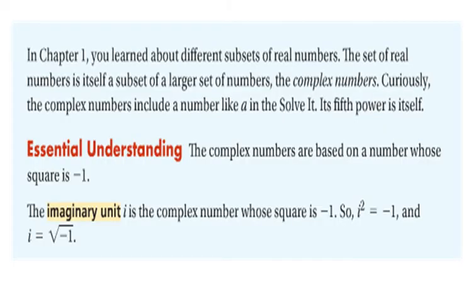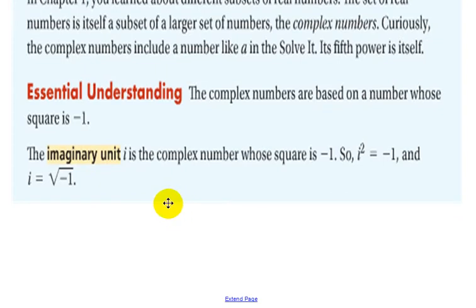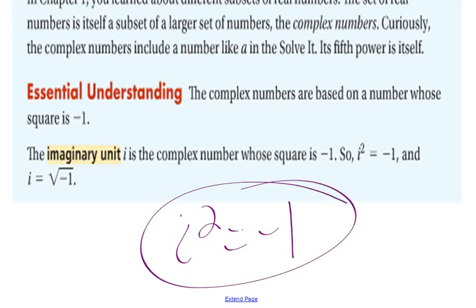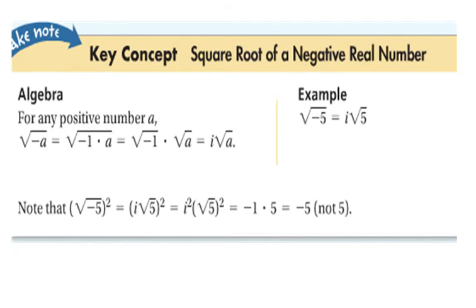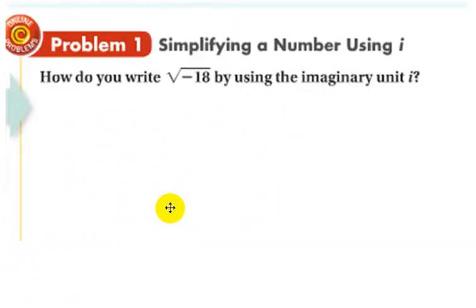So this is what I talked about. The imaginary unit is a complex number whose square is -1. I squared equals -1. So that's the basis of what we're doing today. And so that also means that radical of -1 equals I. These are the two things we'll be using today. That's what we just talked about. Okay, so let's look at problem 1.